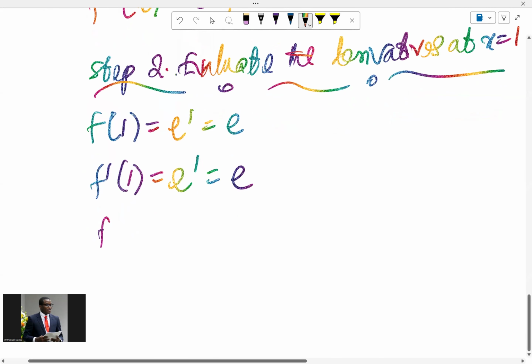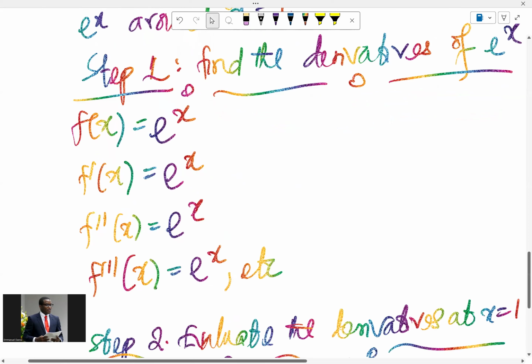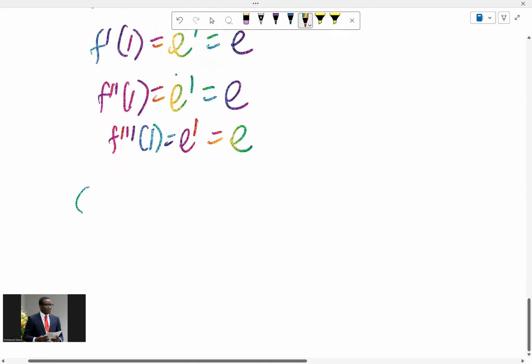Then f prime prime of 1 is also e raised to power 1, which is e, because the second derivative is also e raised to power x. And the third derivative, f prime prime prime of 1, is also e raised to power 1, and that is e. So it's like the same all the way. Okay? So step 3 now, we've got e all the way.